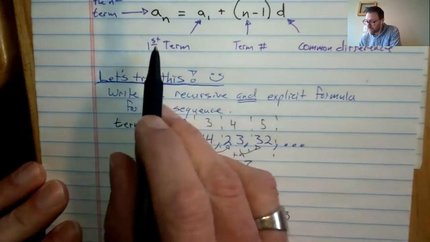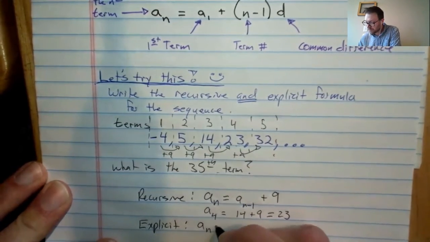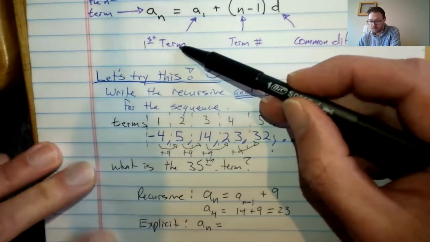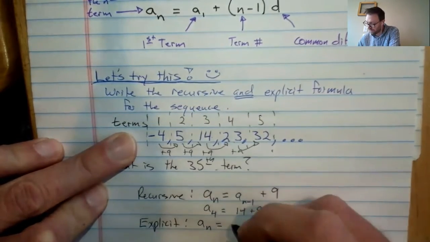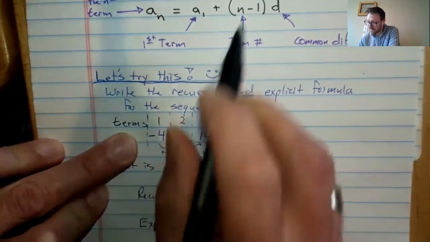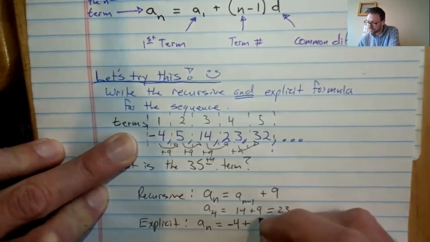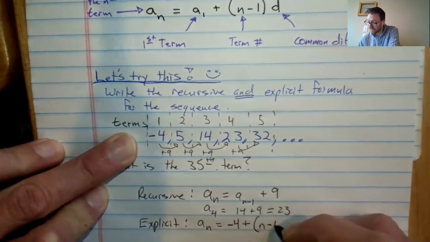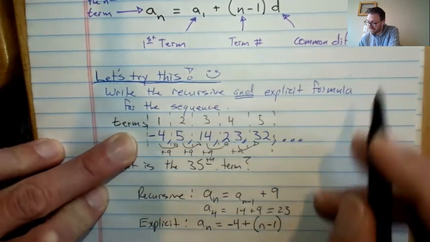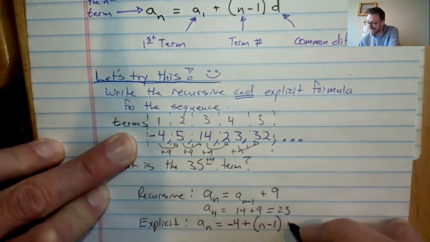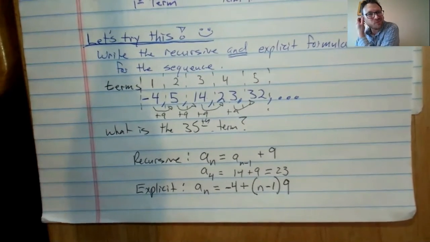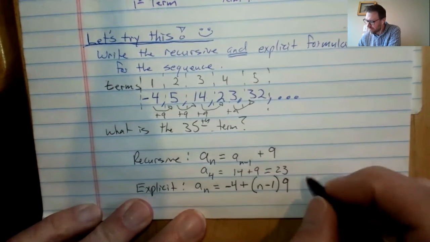So when we look at it, we're doing a sub n equals, and now I want a sub 1. So what is the first term? The first term is -4. And then I'm adding n, that's the term number, minus 1, times d, the common difference. The common difference, again, was 9. So that is the explicit form, but guess what? We can simplify that.